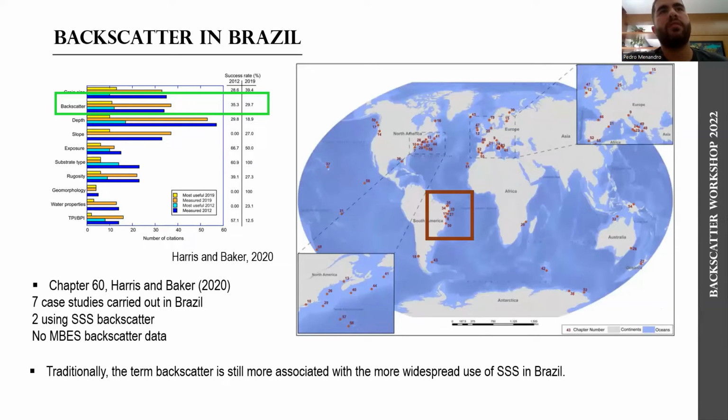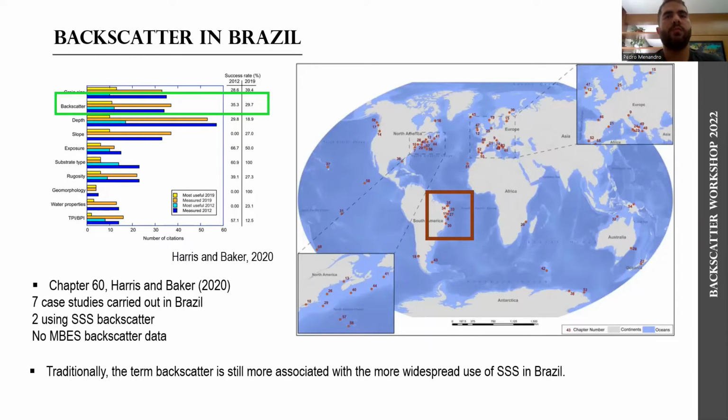Okay, so now for backscatter in Brazil, I'll show some data. In the Peter Harris GeoHab Atlas, we can note that backscatter is one of the most useful and collected data sets for habitat mapping. And in this same atlas, we have 7 chapters from Brazil. Just 2 use backscatter, but from side-scan sonar, and no multi-beam backscatter data is applied in these 7 case studies.